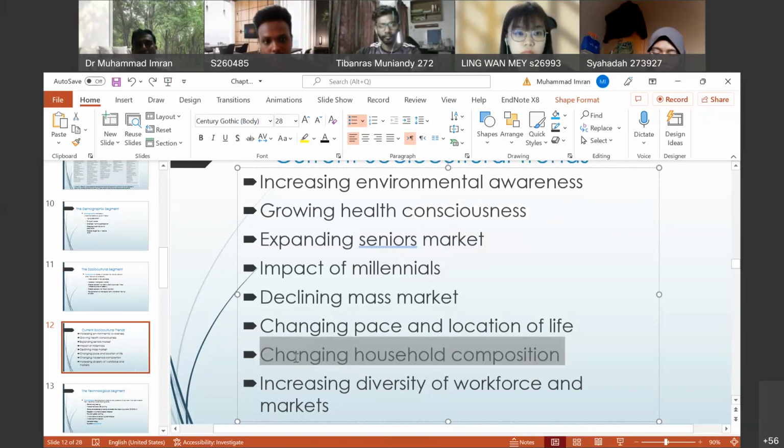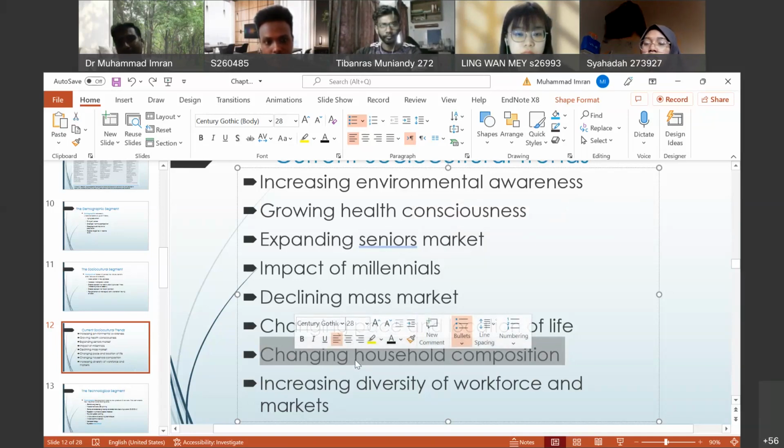Okay, see here, household composition. Here I'm asking you: before, we could stay in one house, a combined family system. Now everybody wants to stay in a separate house. Changing preferences: more houses means we are taking more agricultural land and converting it into colonies. This is also not good.